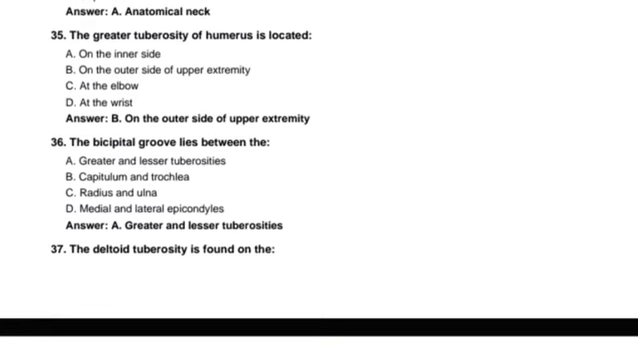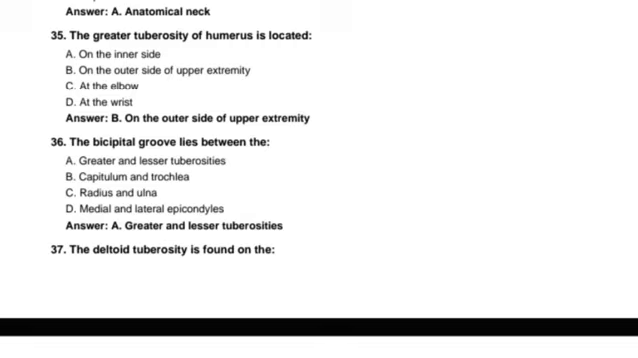Question number 36. The bicipital groove lies between the option A. Greater and lesser tuberosity, option B. Capitulum and trochlea, option C. Radius and ulna, option D. Medial and lateral epicondyles. The right answer is option A. Greater and lesser tuberosity.